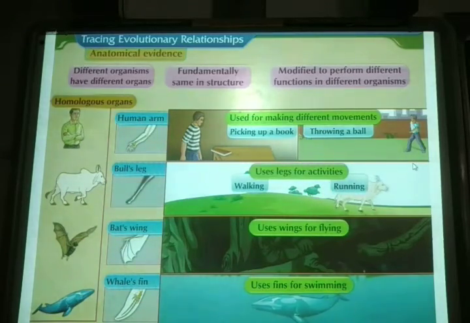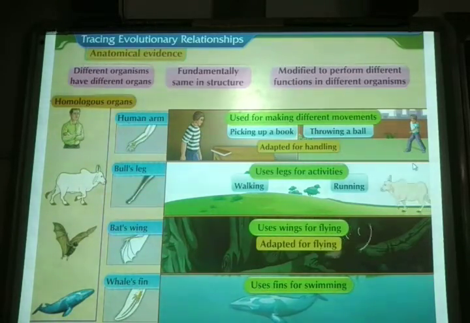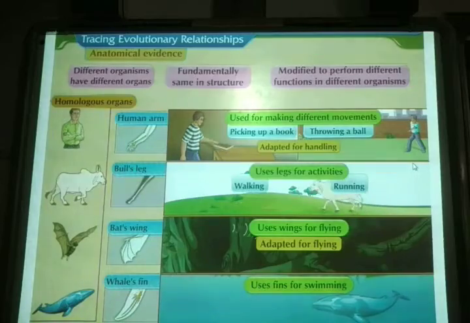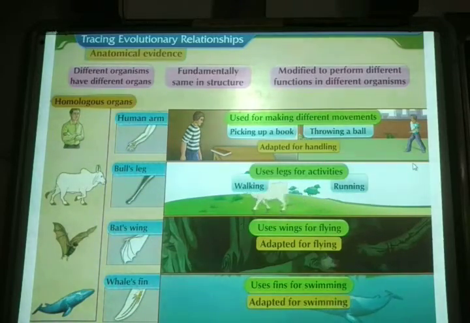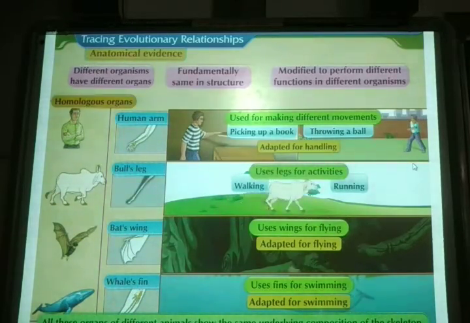Example, the four limbs of man are adapted for handling, while the four limbs of bat are adapted for flying, and those of aquatic animals, whales, are adapted for swimming. All these organs of different animals show the same underlying composition of the skeleton.